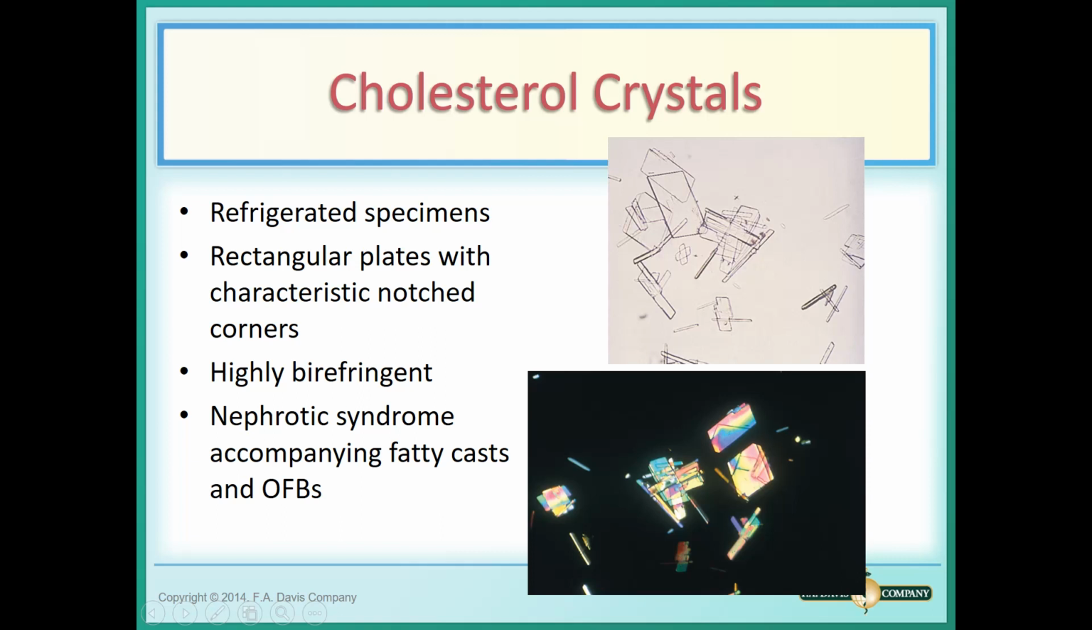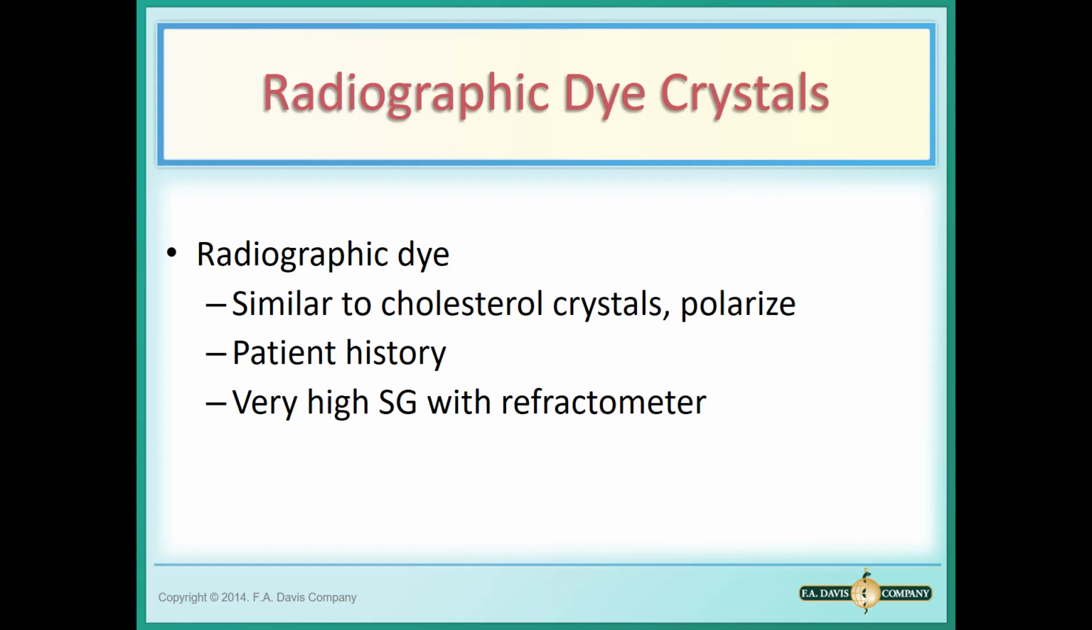These are what we call birefringent, and it talks about the polarization process that we'll talk about when we do body fluids. We see this in some nephrotic syndromes, and we may see oval fat bodies or fatty casts with these as well.